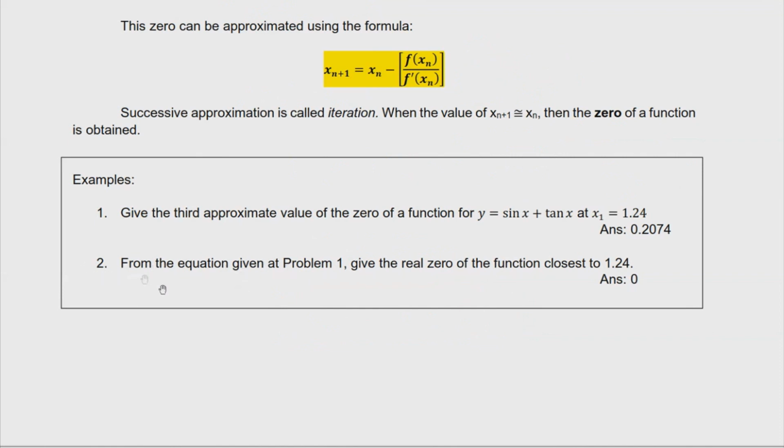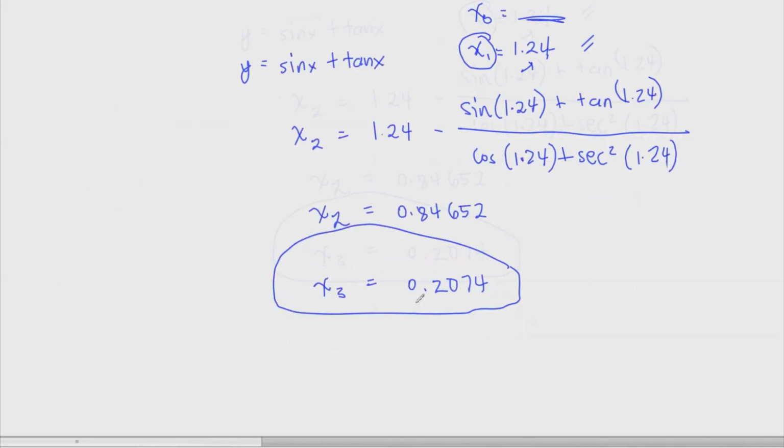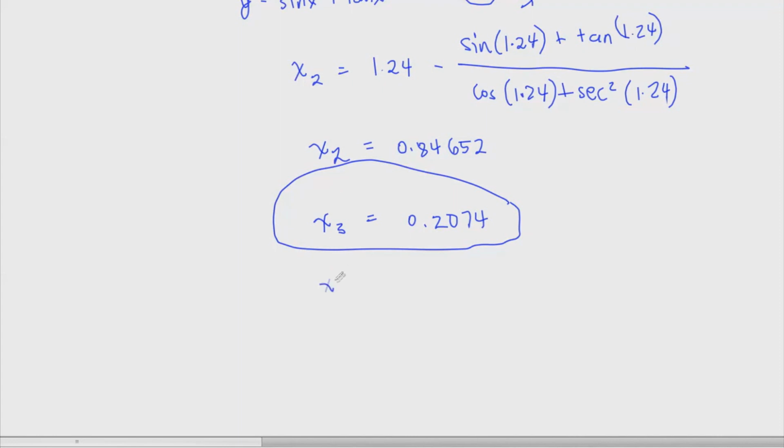Okay, and then for number 2, from the equation given in problem number 1, give the real 0 of the function closest to 1.24. So you just have to perform this again until you get the same answer, meaning that something like L minus R in the calculator equals 0. The first one that you use and the last one you subtract them, and then it should be 0. So it's also saying that they should be the same. In that case, x sub 4 is 1.5793 times 10 to the negative 3, and then x sub 5 is actually equal to 6.565 times 10 to the negative 10.